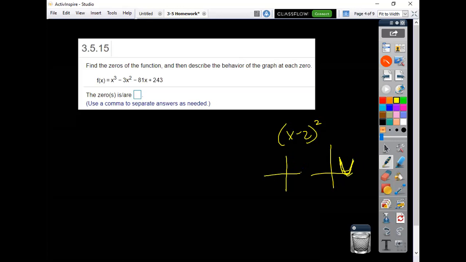If you had one of them that had a cube on it, so like this would have been the zero over here at 2 bouncing off. If I have a cube on it, so this would be at 1, then if it's coming, you've got to look at the end behaviors to see if it's coming from below or above. But that would do a cubic sort of looking shape at that point. I think that's what it means by describe the behavior.